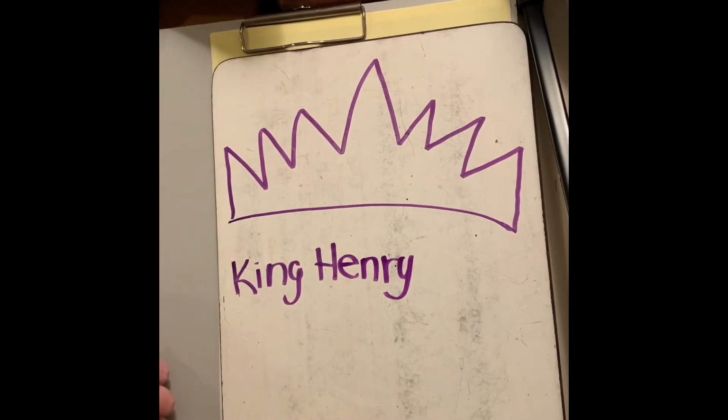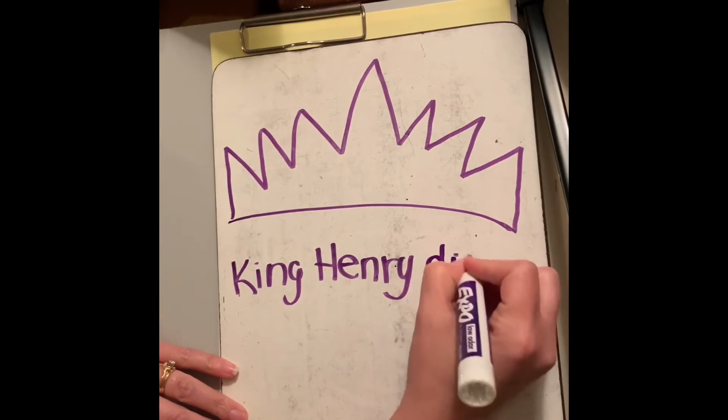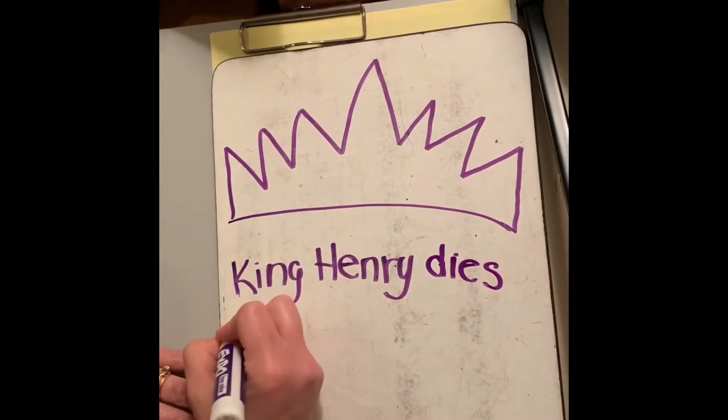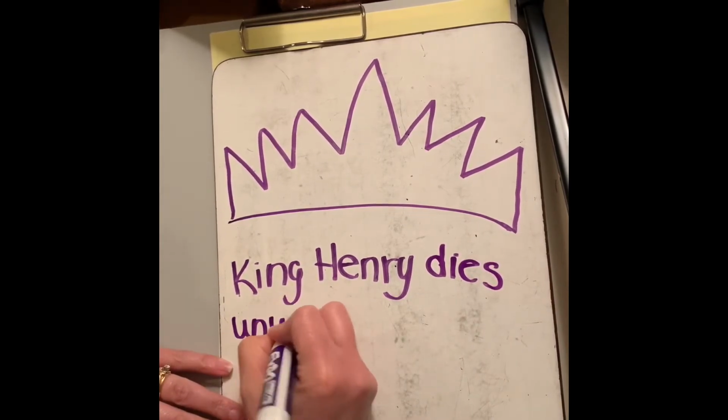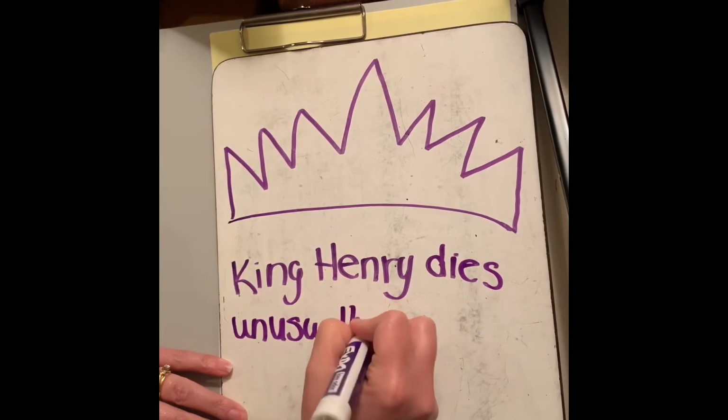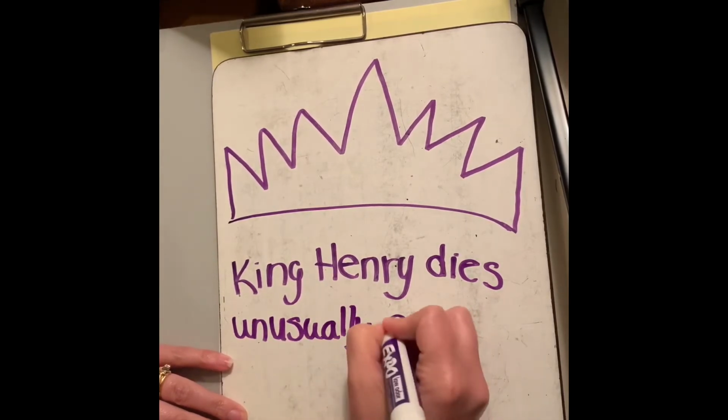Well, one day, the queen came in to bring him some more chocolate milk, and she found him sitting in his favorite chair, dead. Nobody knows how. They just found him dead under unusual circumstances, and he still had a cup of chocolate milk in his hand. So they say that King Henry died very unusually drinking chocolate milk.